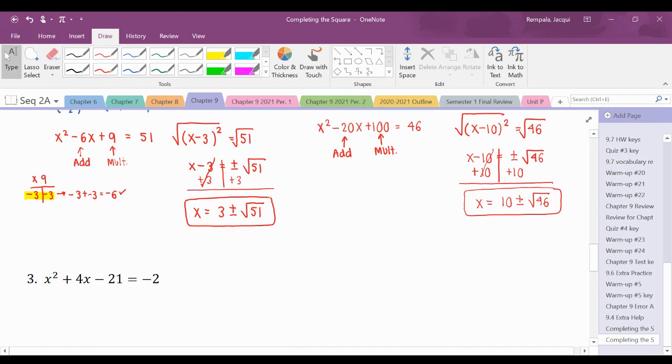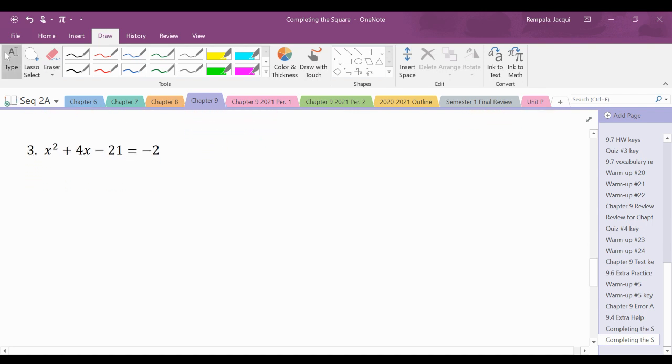Let's do one more example together before I have you try a couple by yourself. So if we have x squared plus 4x minus 21 equals negative 2, remember, start off by moving the number that doesn't have an x to the other side. So the opposite of a negative 21 is to add it. That gives you your x squared plus 4x together on the left. On the right, negative 2 plus 21 gives us 19.